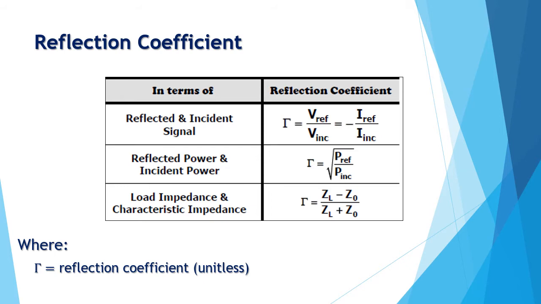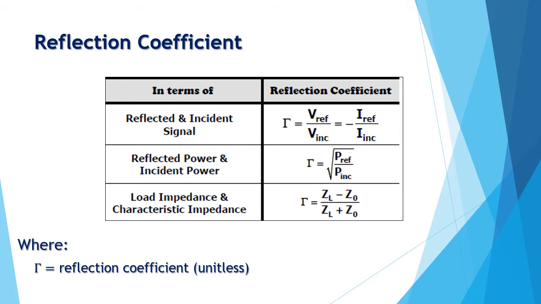We have a few formulas for reflection coefficient. First, we have it in terms of reflected and incident signal. This is the easiest. So we have the reflection coefficient is equal to V sub ref divided by V sub ins, wherein V sub ref refers to the reflected wave and V sub ins refers to the incident wave.